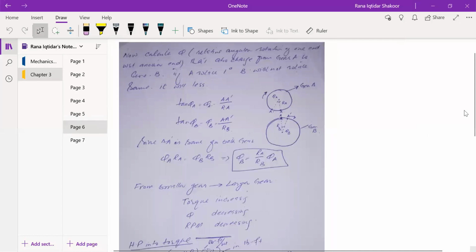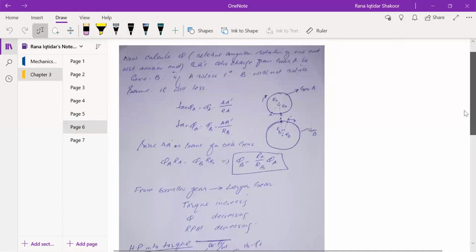So now move to the next page. So this was basically the torque. Now we come to phi. We know what phi is. Phi is basically the relative angular rotation of one end of the shaft with respect to another one. If you remember the rod, we generally give the example that one end is fixed, the other one is free, and then we twist it because of some torque. So phi comes over there. Phi is basically the relative angular rotation.